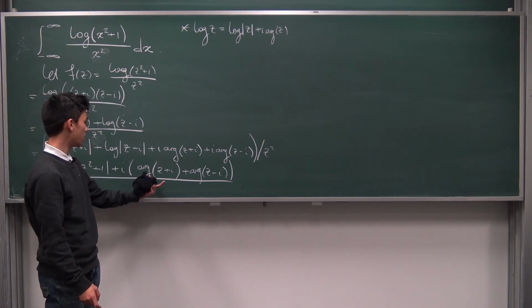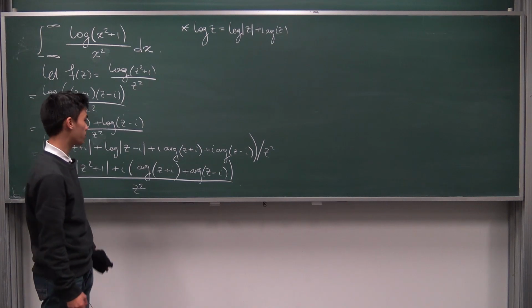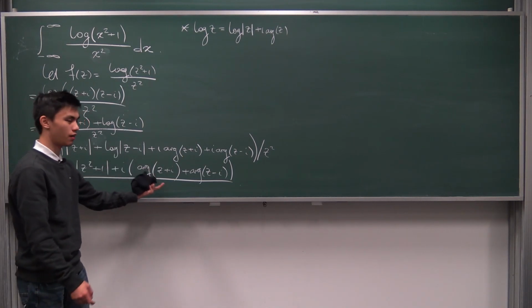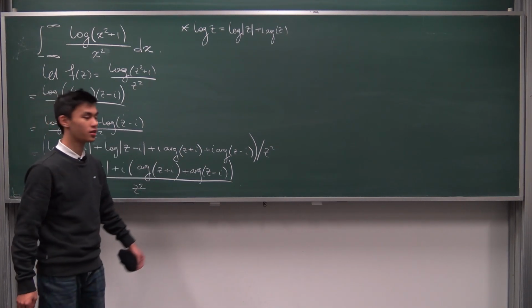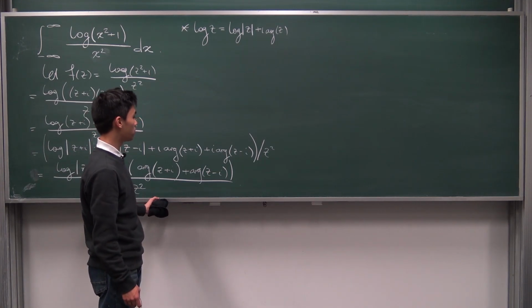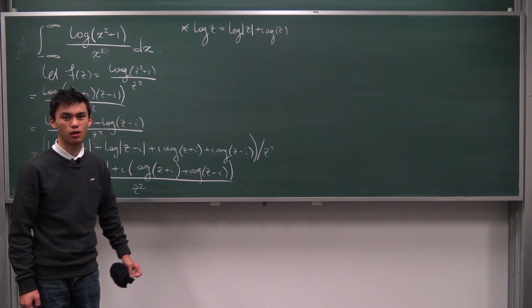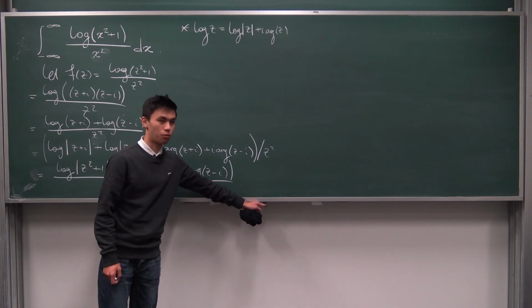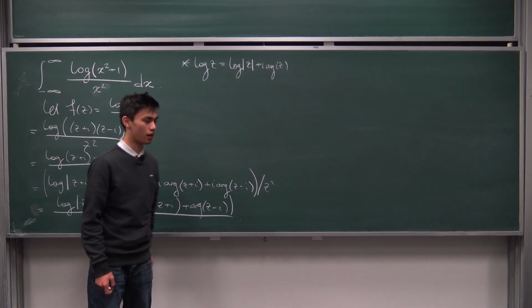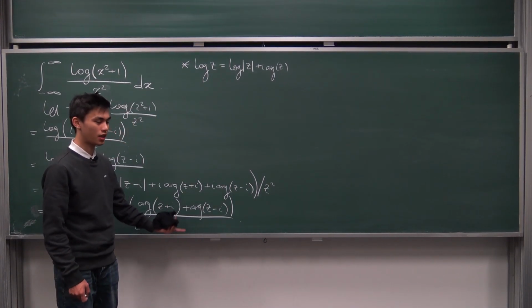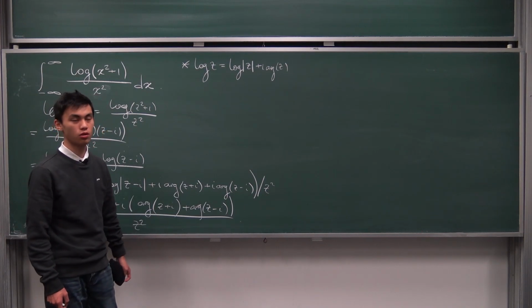Now the next thing we need to do is make a pick of which arguments we need to use, because we have two logs. We have two args, so we have to pick the branches for each log. Before we do that though, we need to take a look at what we're integrating, because we want to choose branches, or rather branch cuts, that are useful for our contour integration.